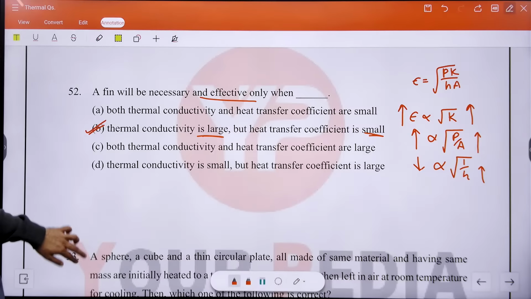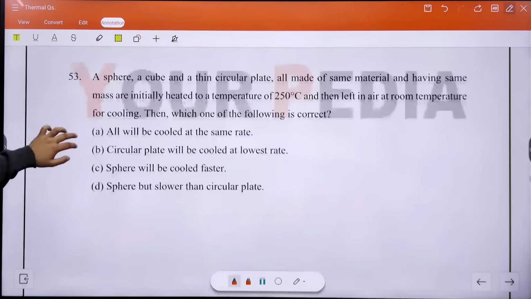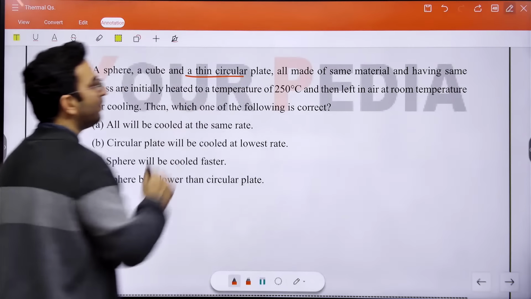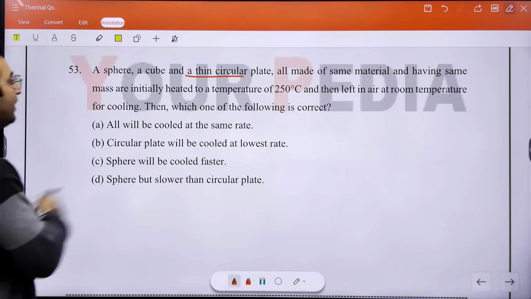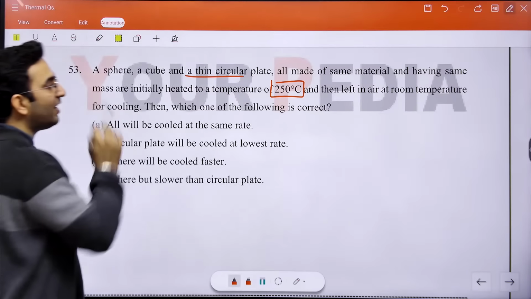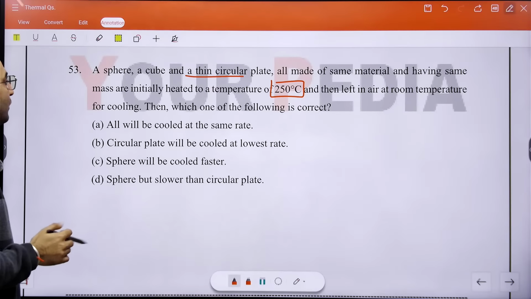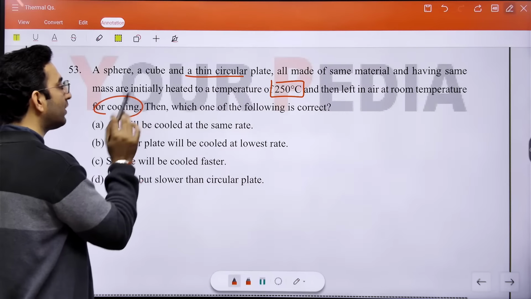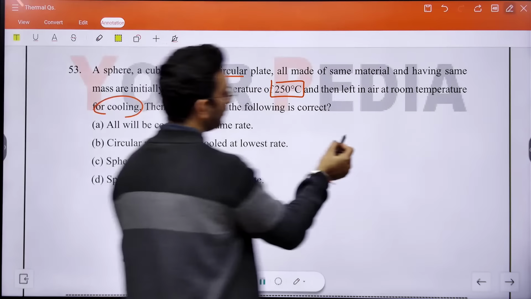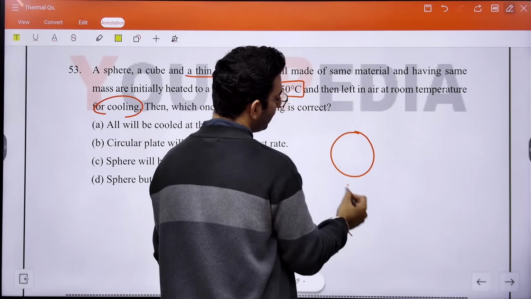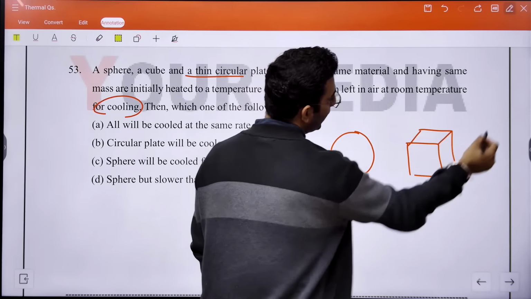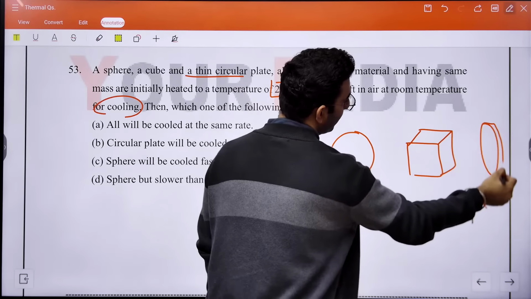Next, a sphere, cube and a thin circular plate, all made of the same material and having the same mass. They are initially heated to a temperature of 250 degrees Celsius and then left in the air at room temperature for cooling. Which of the following is going to be the correct answer here? Okay, so here we have a sphere, here we have a cube like this, and here we have a thin circular plate like this one here.